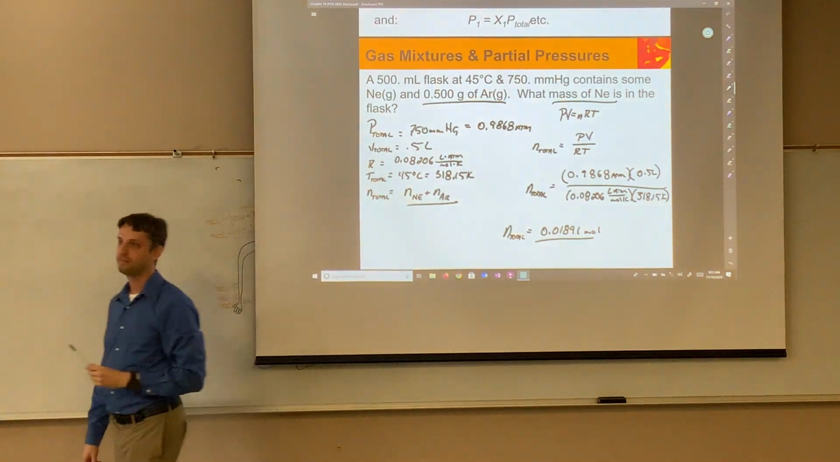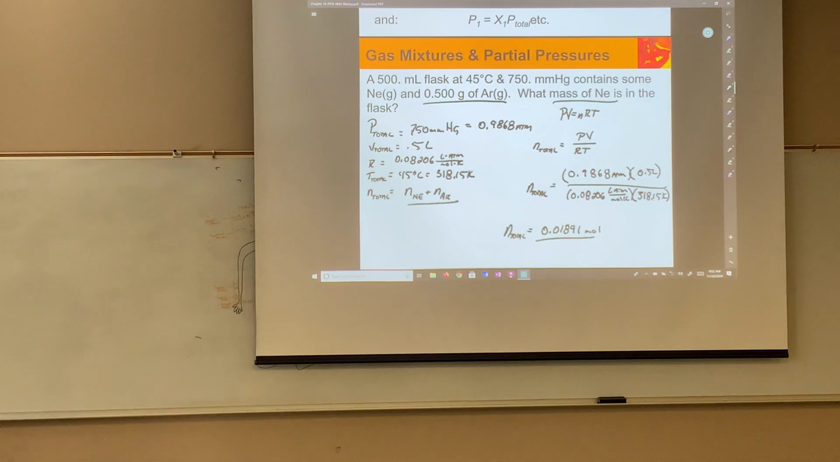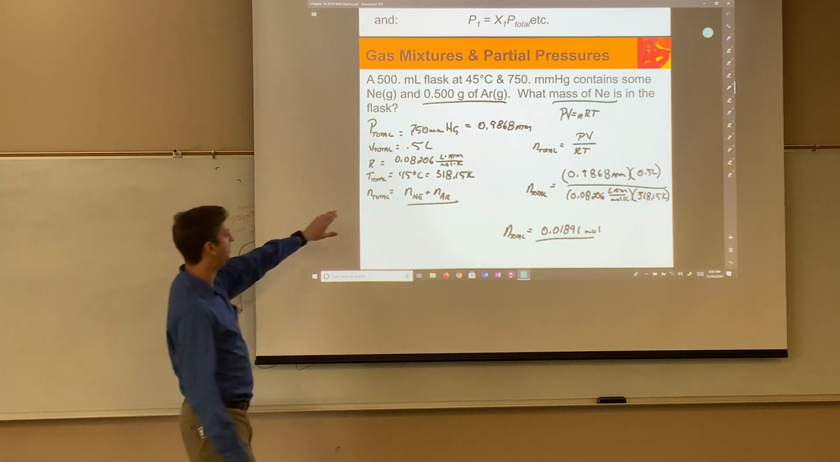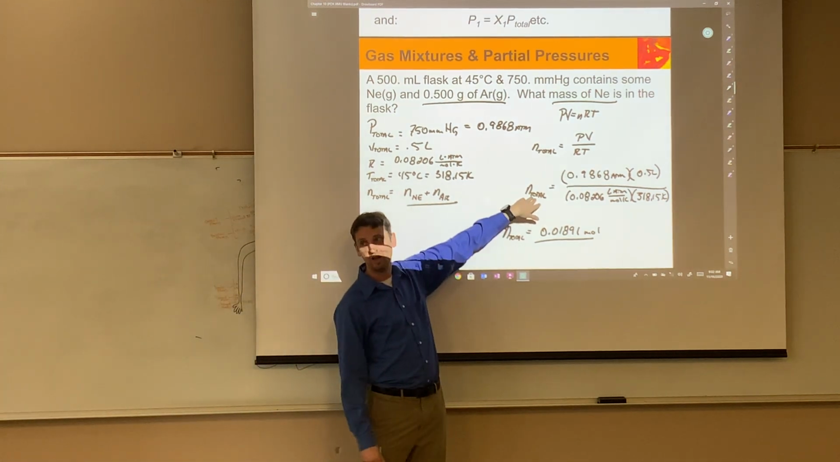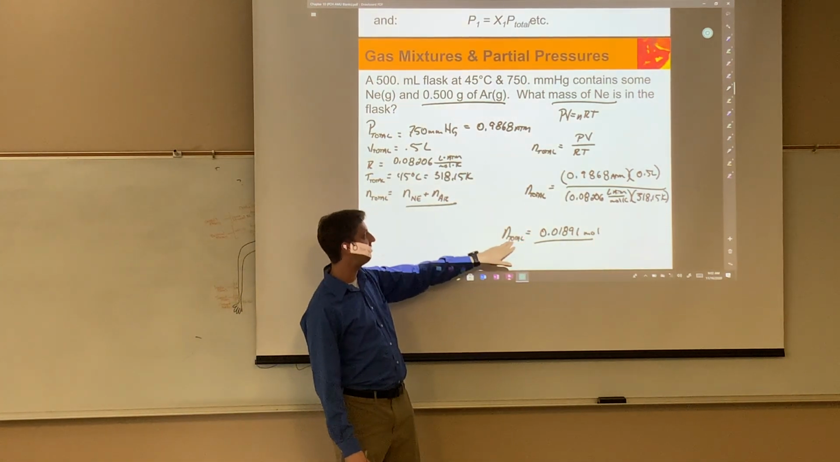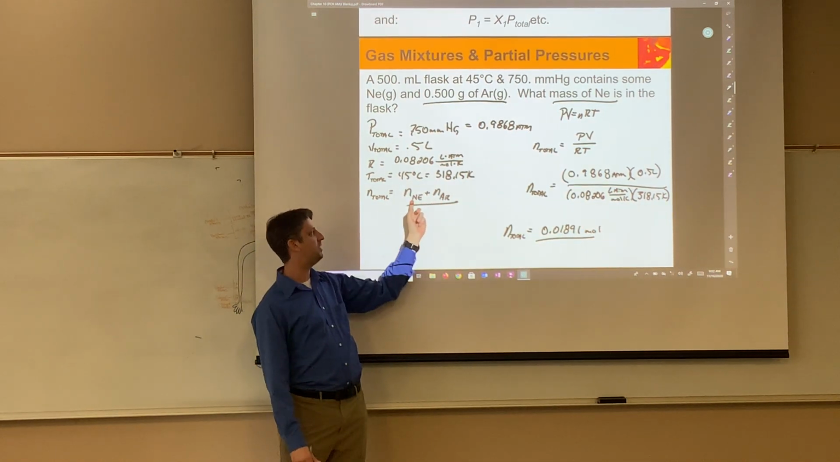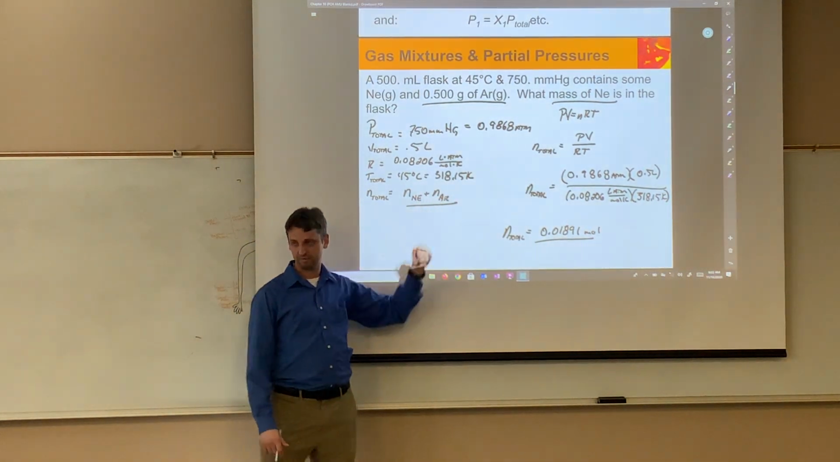So when we were figuring that out, we were doing like argon or something. We were really solving for argon, and that's why we were converting to neon. Correct, because what we were figuring out here is the total amount in that flask. And the total amount in the flask is equal to the individual amounts that are in there. Got it?